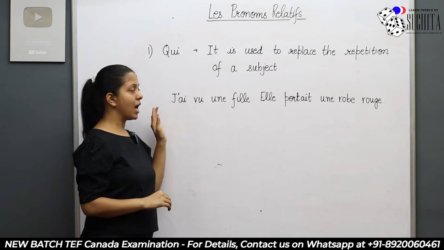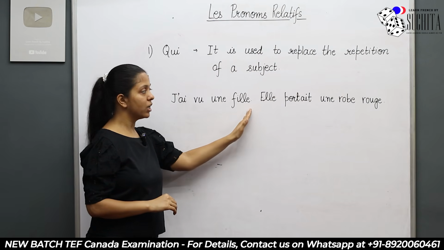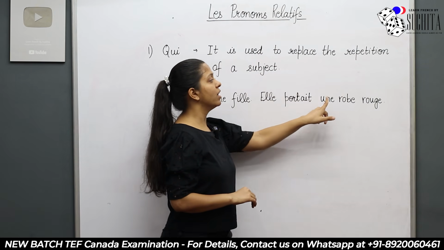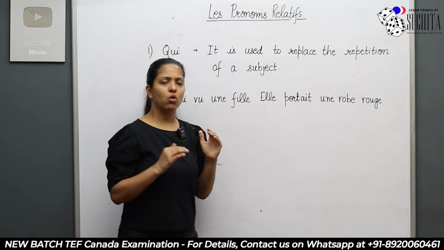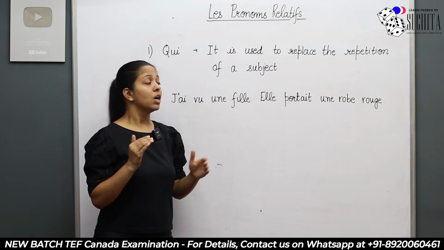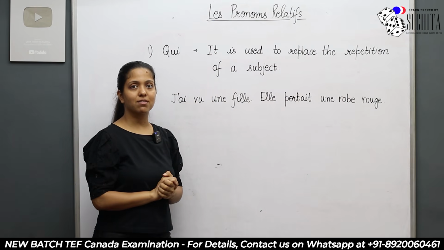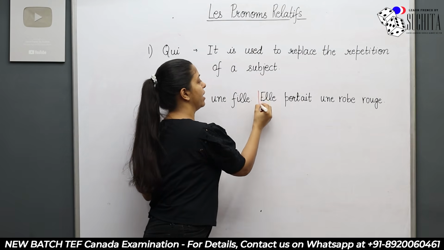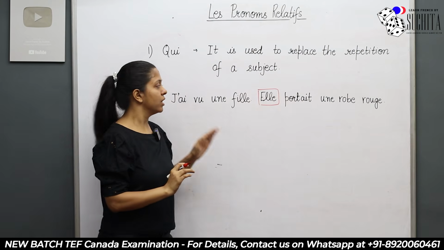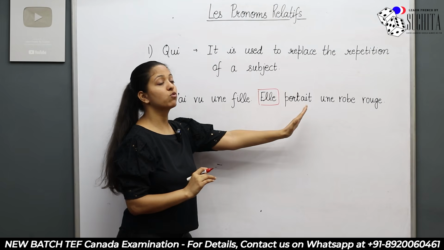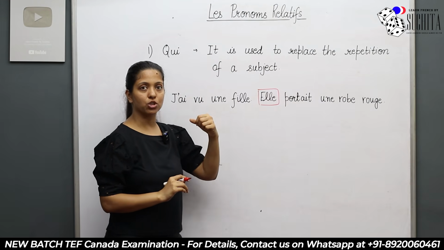J'ai vu une fille. I saw a girl. She was wearing a red dress. Now, think and then tell me, what is the repetition in the second sentence? The repetition is elle. Right? I saw a girl. She was wearing a red dress. So, she is the repetition.